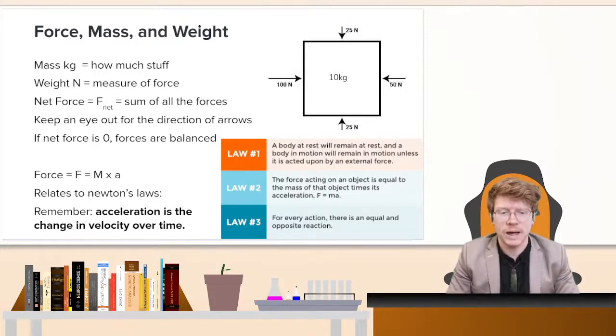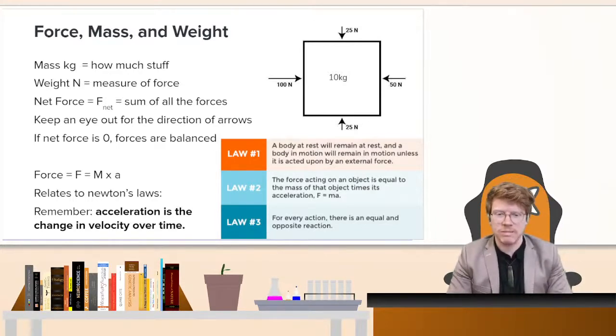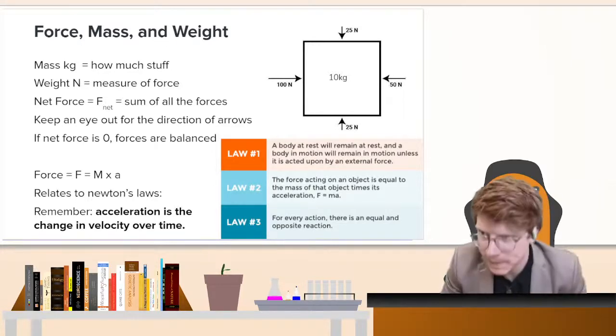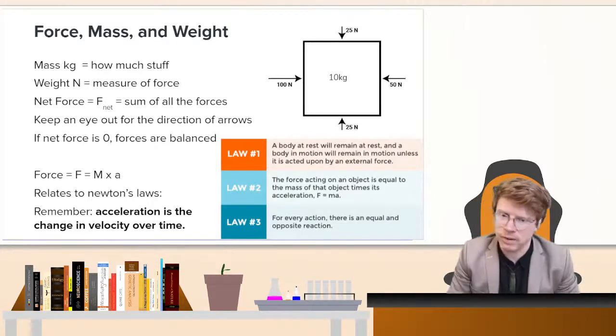Law 2: the force acting on an object is equal to the mass of that object times its acceleration. We just did that. That's FMA, our force equals mass times acceleration. That's all law 2 is. And law 3 is for every action there's an equal and opposite reaction. So if I push on a box with 50 newtons, it's going to push me back with 50 newtons, right?